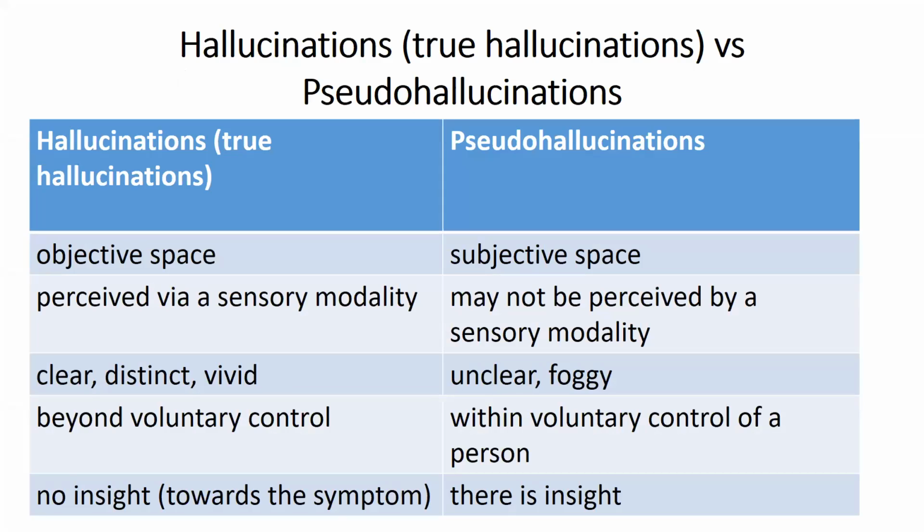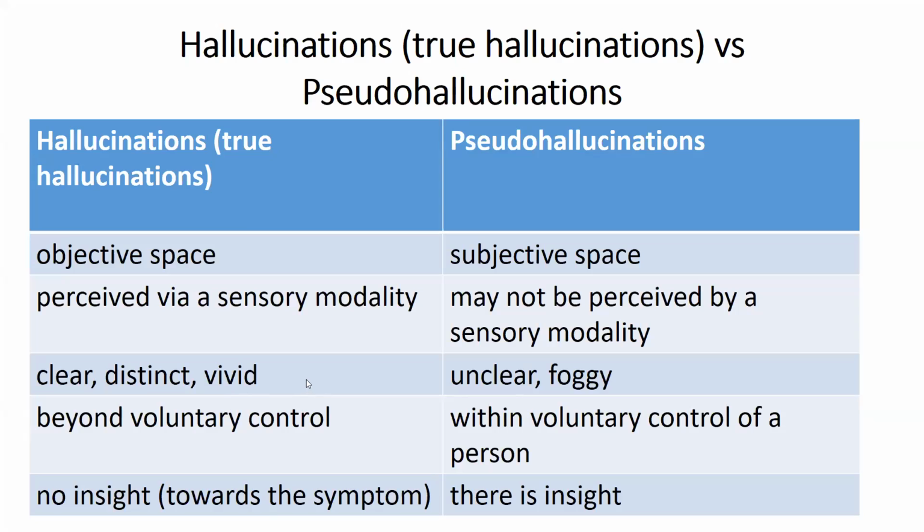True hallucinations are in objective space. Objective space is the space which is around me, not inside of me. Pseudo hallucinations are in my subjective space, it's my imagination, my internal world, my conscience, my mind. Pseudo hallucinations originate from my mind. Actually, nothing can give a sound inside of my head. Sound can come only from outside. That's the first difference.